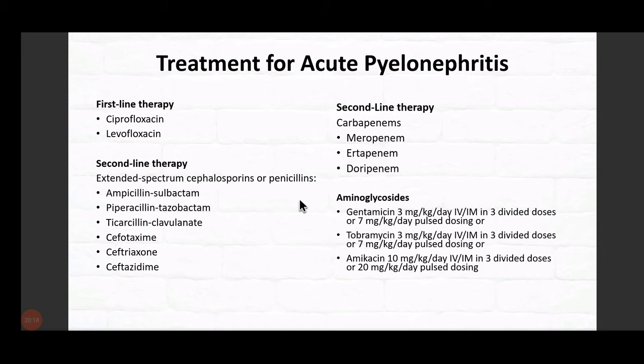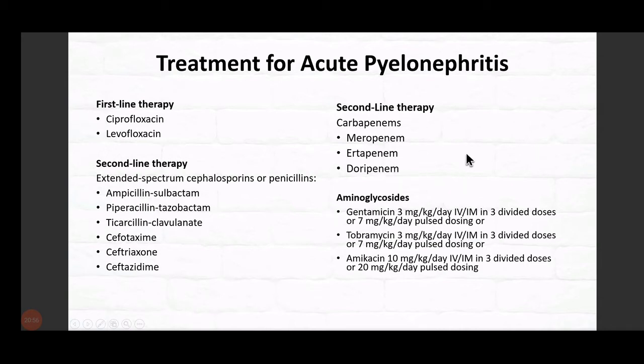So various antibiotics are listed for pyelonephritis, it could be first line or second line therapies. First line therapy usually works only in cases of uncomplicated pyelonephritis. Now they can be nicely treated with ciprofloxacin and levofloxacin. Then second line therapies are usually reserved for the complicated infection. This could be extended spectrum cephalosporins or penicillins like piperacillin tazobactam. You can have ceftriaxone, ceftazidime, or carbapenems in the second line like meropenem, ertapenem, and doripenem.